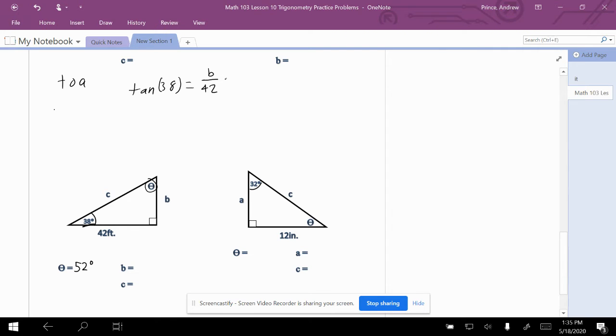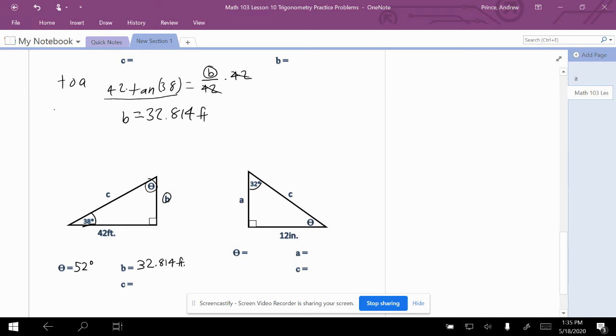So to cancel out the 42, I'm going to multiply by 42 and multiply by 42 to do the same thing to both sides. And that gives me 42 times tangent 38, which will give me my B. So 42 times tangent 38, and that gives me B equals 32.814. And we're dealing in feet. So B is 32.814 feet.